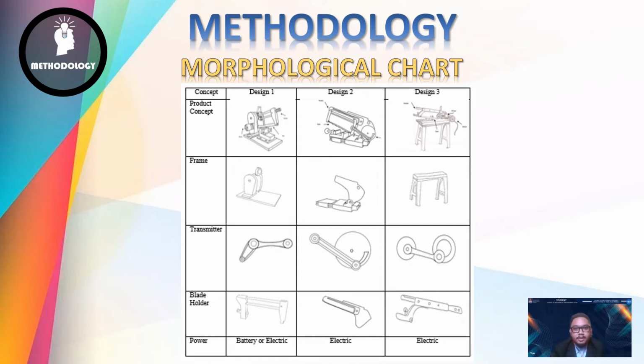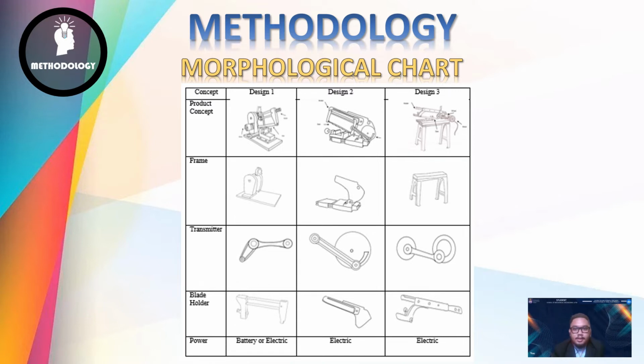For the next slide, it is about the morphological chart. The morphological chart consists of the function analysis. Each function is listed with three different choices of mechanism. The first part is the frame. There are three types of frame that I sketched for each design. The first and the second designs are in the same condition, but the material used is different. For the third, the frame uses more space and the material is mostly metal.